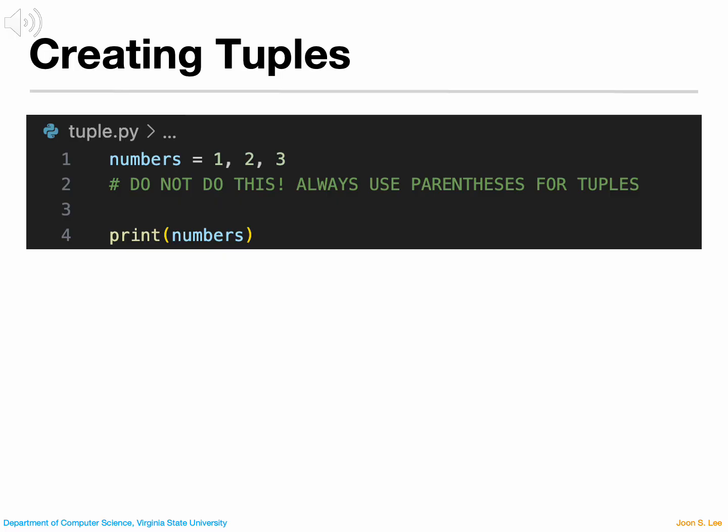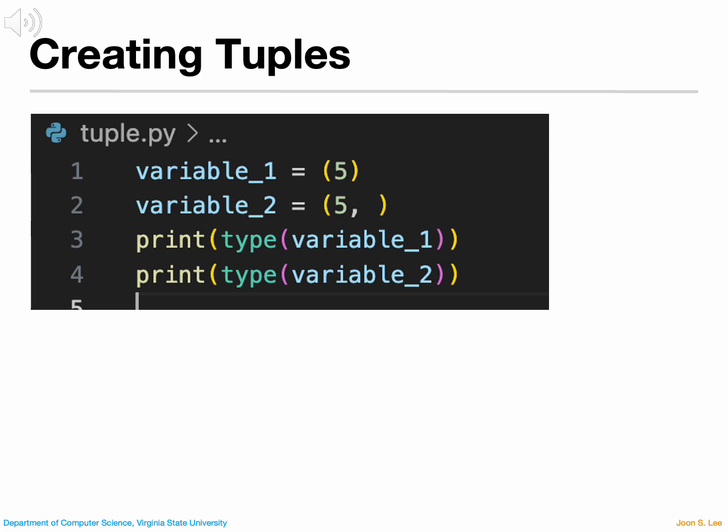I know that not every Python programmer will agree on this, but remember, readability is critically important. There is no reason to introduce unnecessary confusion into your code. Here's something that often confuses beginners when creating a tuple with a single value. In this example, variable_1 is written as open parenthesis 5, close parenthesis. It looks like a tuple, but it is actually just an integer.